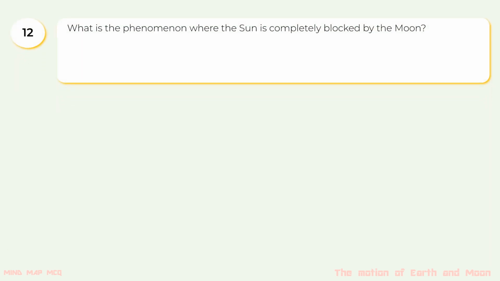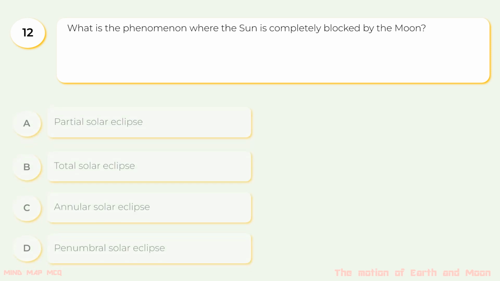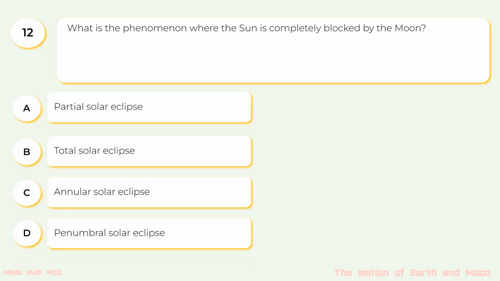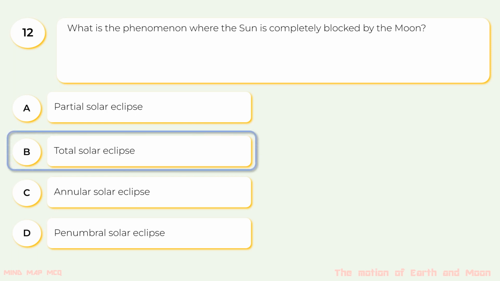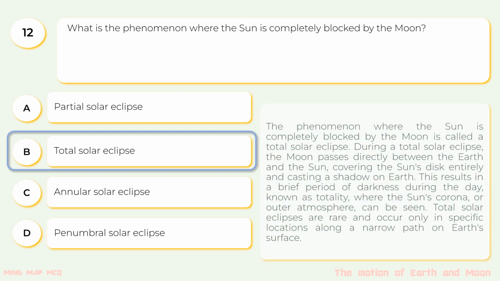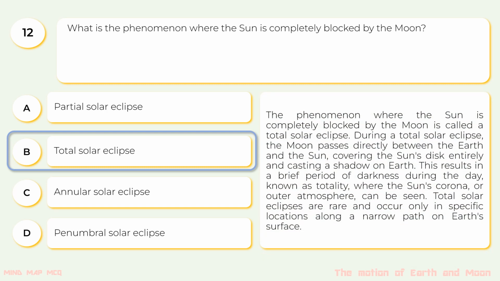12. What is the phenomenon where the sun is completely blocked by the moon? A. Partial solar eclipse, B. Total solar eclipse, C. Annular solar eclipse, and D. Penumbral solar eclipse. The correct option is B. Total solar eclipse. The phenomenon where the sun is completely blocked by the moon is called a total solar eclipse.